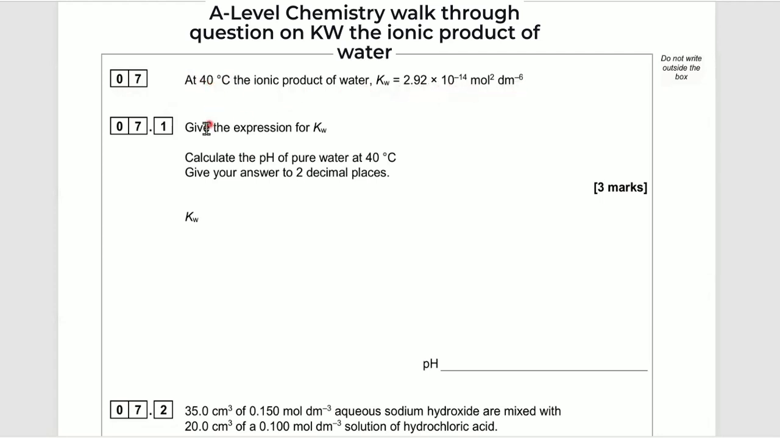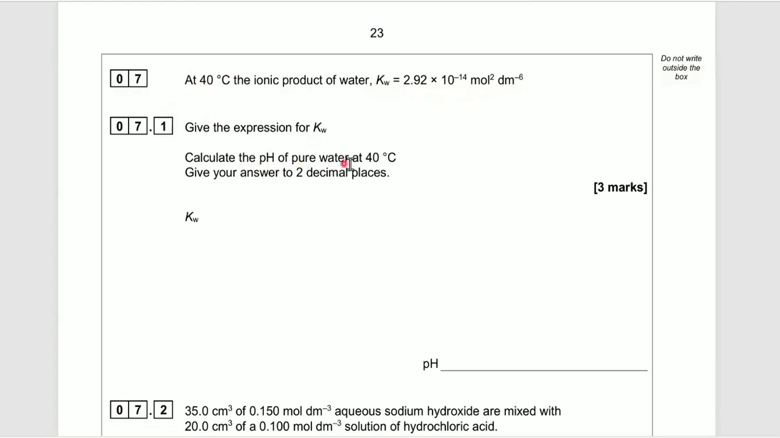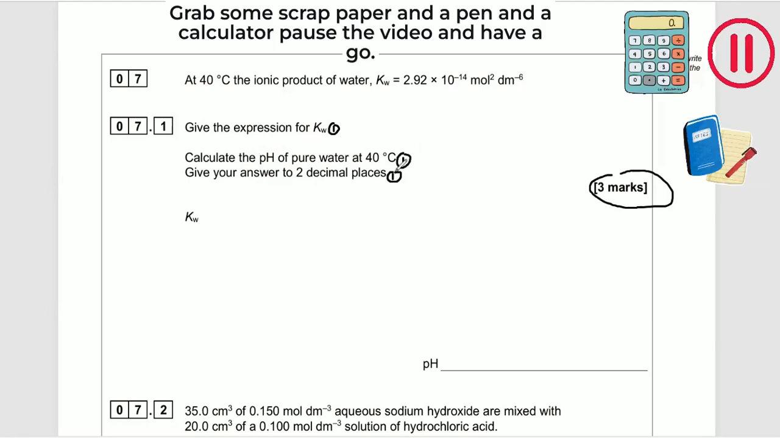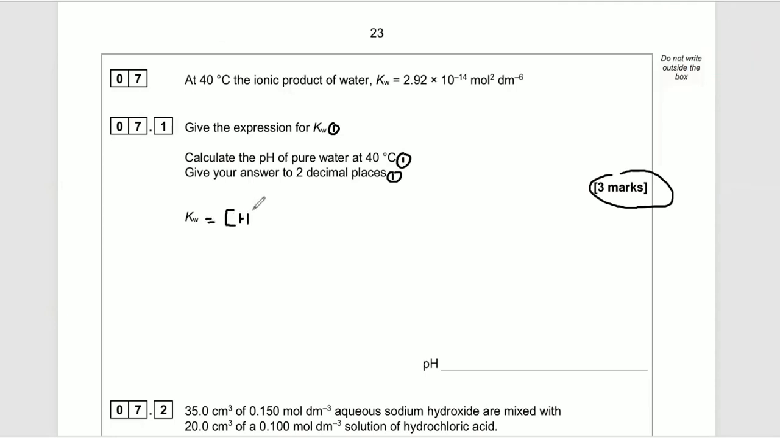So question 7: at 40 degrees, the ionic product of water, KW, is 2.92 times 10 to the minus 14. We've got a 3 marker here. Give the expression for KW, that's going to get you 1 mark. Calculate the pH at 40 degrees, 1 mark. And give your answer to 2 dP, and that's 1 mark.